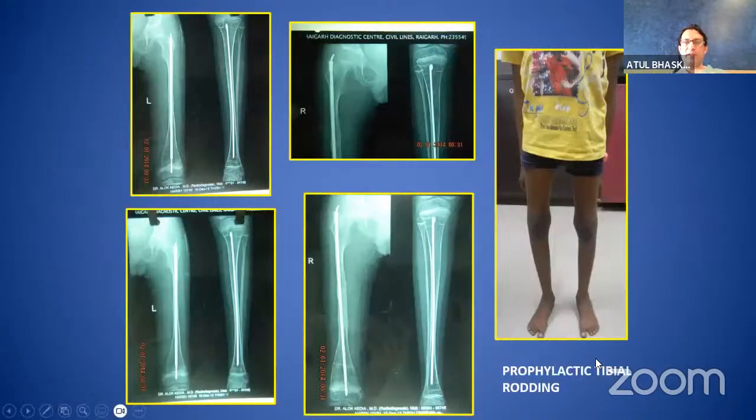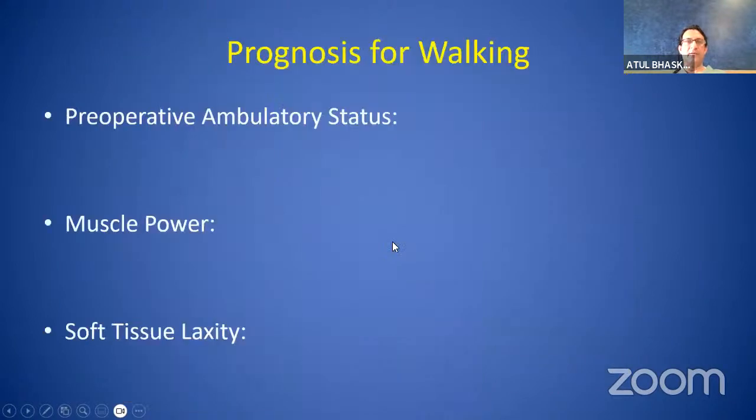Like I said earlier, prophylactic tibial rodding is what I prefer, to prevent fractures and to get the child walking early. This I learned from Dr. Peter Smith from Shriners. He used to really nail them prophylactically. I know there's a challenge of revising them, but there are techniques; with the rescue system, you can revise these nails much more easily.